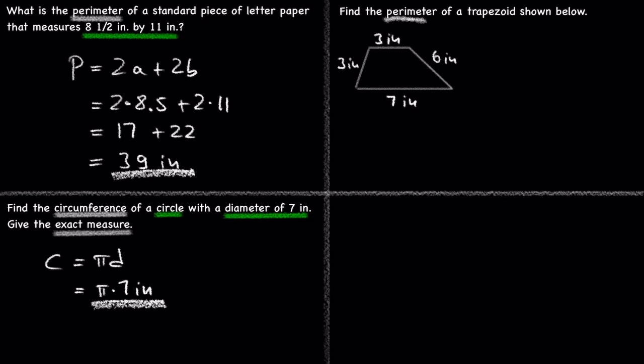Find the perimeter of the trapezoid shown below. Recall that the perimeter of a trapezoid is just the sum of the sides. So we can write P equals 3 plus 3 plus 6 plus 7. 3 plus 3 is 6. 6 plus 6 is 12. And 12 plus 7 is 19. So the perimeter of this trapezoid is 19 inches.